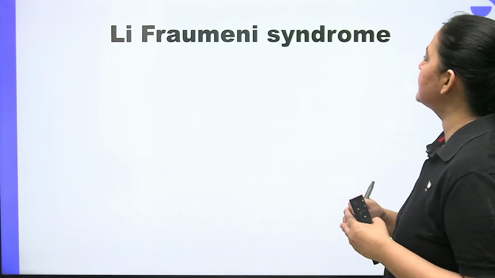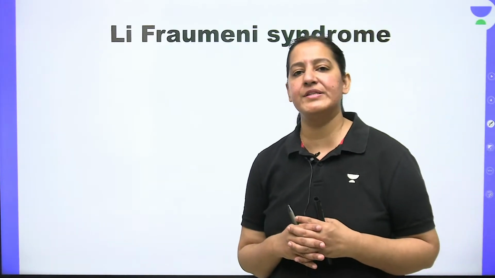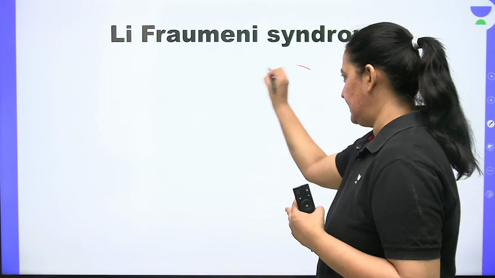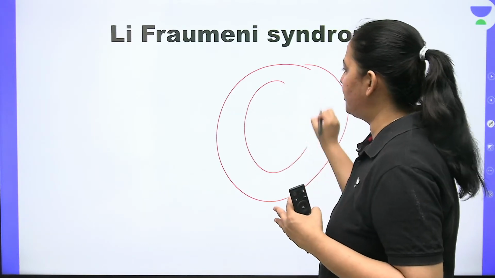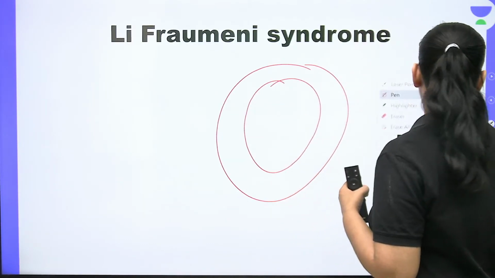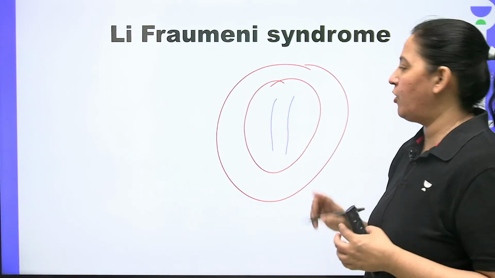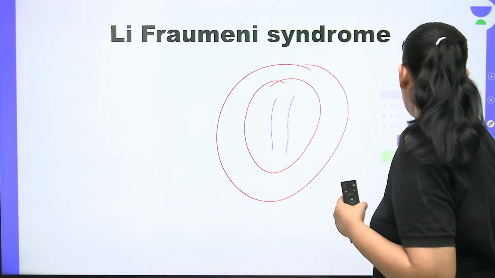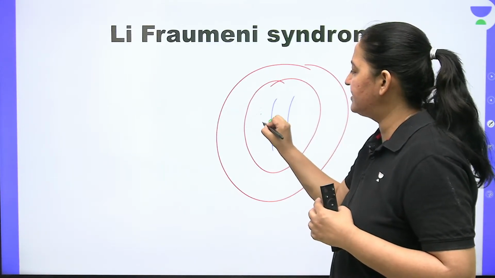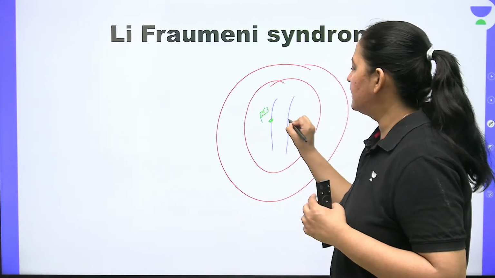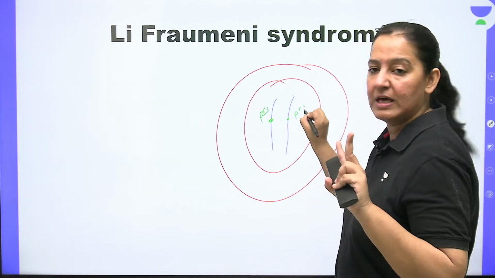Coming to the next mnemonic, what is Li-Fraumeni syndrome? You know, again and again I am telling you, humans have 23 pairs of chromosomes. So this is pair number 1, pair number 2. I am interested in pair number 17. On pair number 17, we have a gene. The name of the gene is P53, which is our molecular police guard. We have two copies of P53.